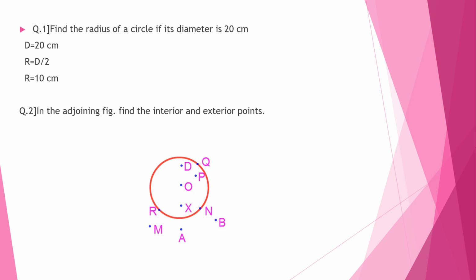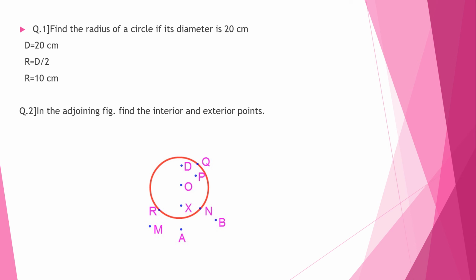So from the given diagram, it is clearly visible that the points D, O, X and point P are inside the circle. So D, O, X and P are called interior points. The points which are outside the circle are known as the exterior points. So the points M, A, B are called exterior points.